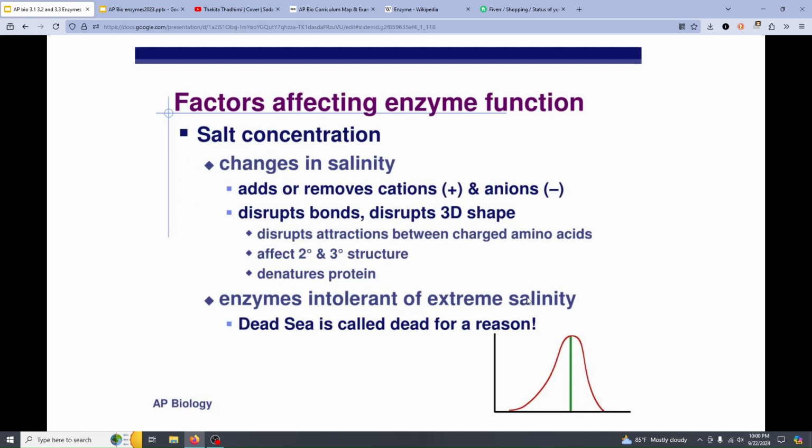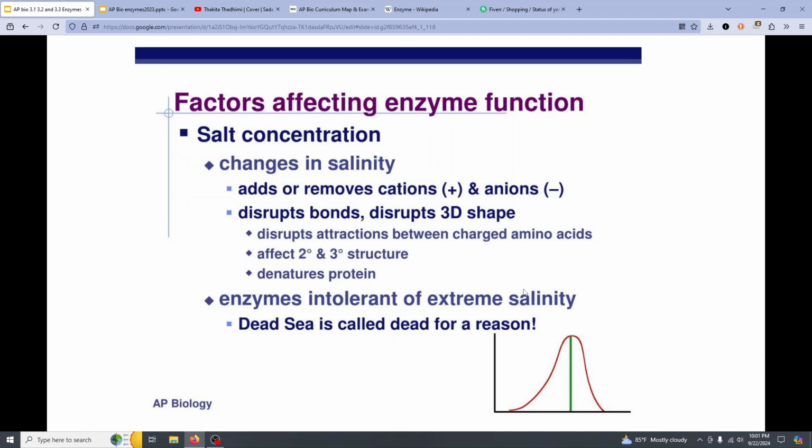So when you have a lot of salt in a system, changes in salinity are going to remove or add additional cations and anions, positively charged and negatively charged particles. And these can change or disrupt the attraction between amino acids' R groups, which is going to affect the secondary and tertiary structures. In other words, when you have too much or too little salinity, it's going to disrupt the protein or denature the protein.